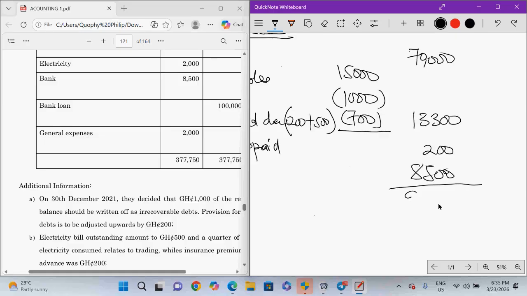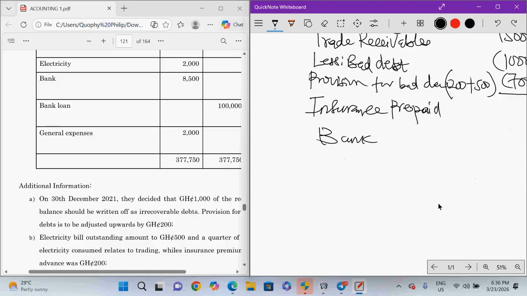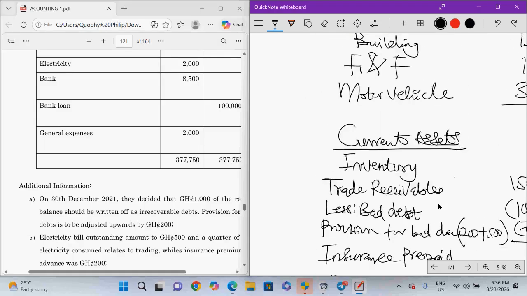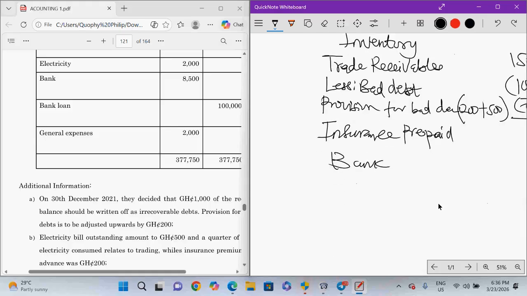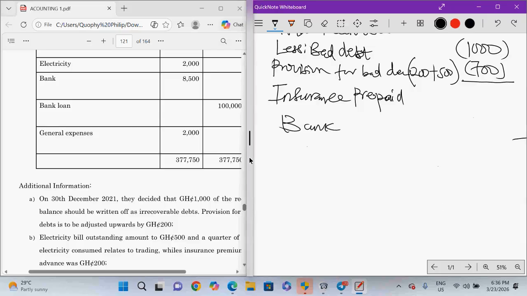92,000. Is it confirmed? Okay, 92,000. What else? Then less our current liabilities. So you can see we are following the format. We less our current liabilities. Less current liabilities.